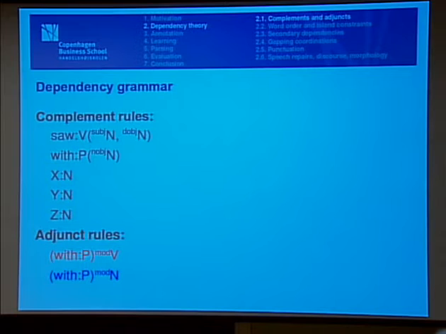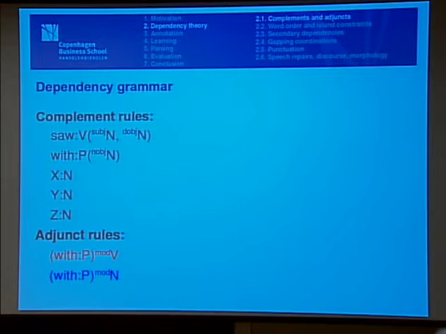Then we could have adjunct rules saying that with is a preposition, and this preposition can attach itself as a modifier to any verb, but it could also attach itself as a modifier to a noun instead if we wanted to do that. Of course, this is not what a probabilistic grammar would look like. Here we would replace all the labels we have here, the part of speech labels, with random variables that stand for part of speech labels and possibly even words. And then we would create a probability distribution over all those different possibilities. But let's forget about that right now.